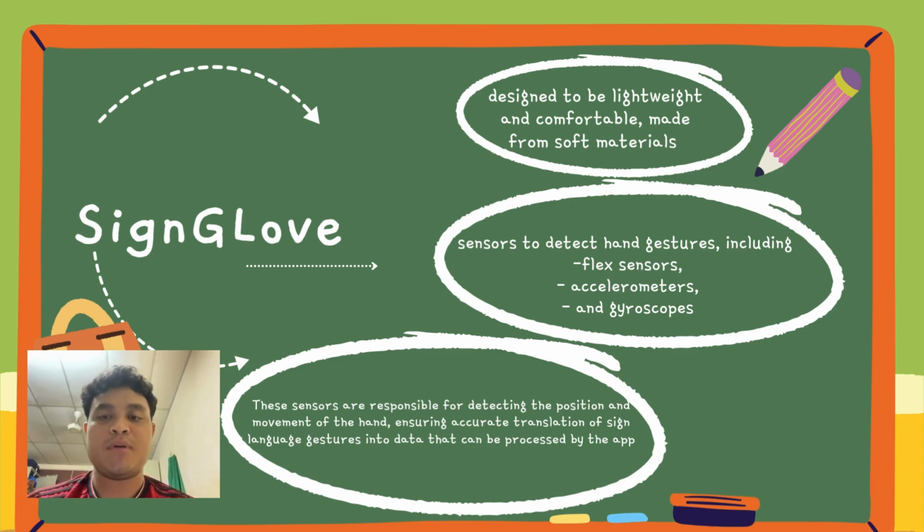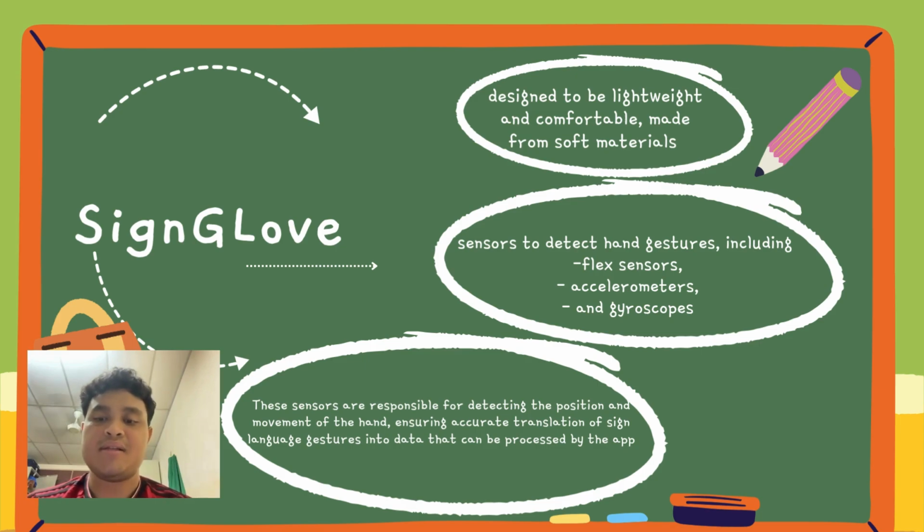These sensors are responsible for detecting the position and movement of the hand, ensuring accurate translation of sign language gestures into data that can be processed by the app. So the sensors used include flex sensors, accelerometers, and microscope.